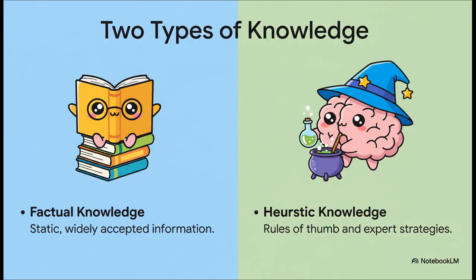Now, this is important. The knowledge base isn't just one big pile of facts. It holds 2 kinds of knowledge. You've got factual knowledge, that's the textbook stuff, the basics. But then you have heuristic knowledge. That's the secret sauce. These are the experts' tricks, the rules of thumb they learn from experience. Heuristic is a massive keyword for your answer.